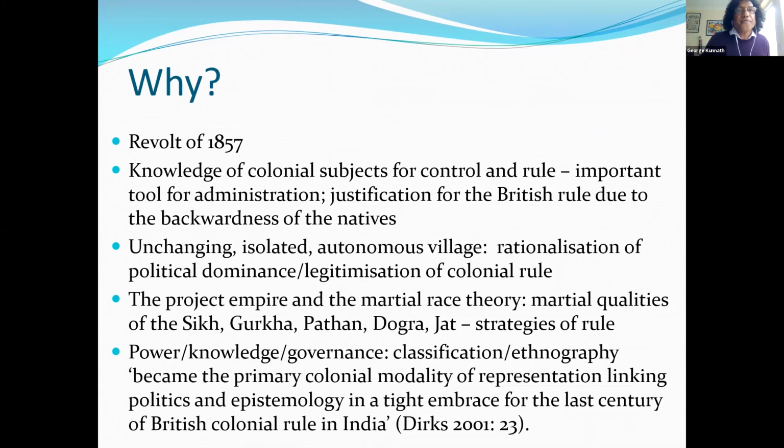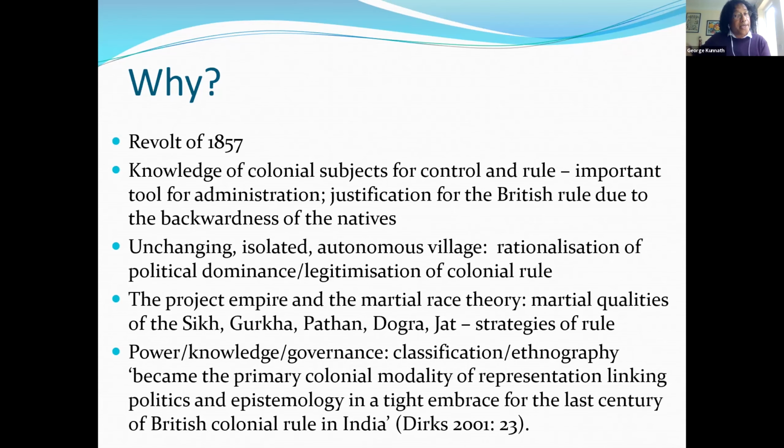What is the politics of this enumeration or classification? We have to see what happened in 1857. The 1857 revolt, suddenly the British woke up to it. Why did this happen? From the East India Company to the Crown, the power was transferred.